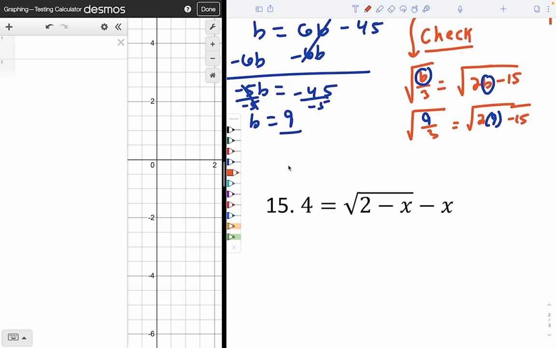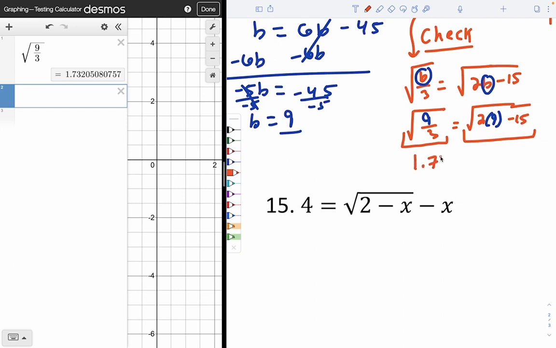Now, an answer is correct in an equation if the left side is the same as the right side. So I need to calculate the left side, see what I get, calculate the right side, see what I get, and then see if they're the same thing. Calculate the left side. You can just type it into a calculator: square root 9 over 3. So the left side calculates to about 1.73.